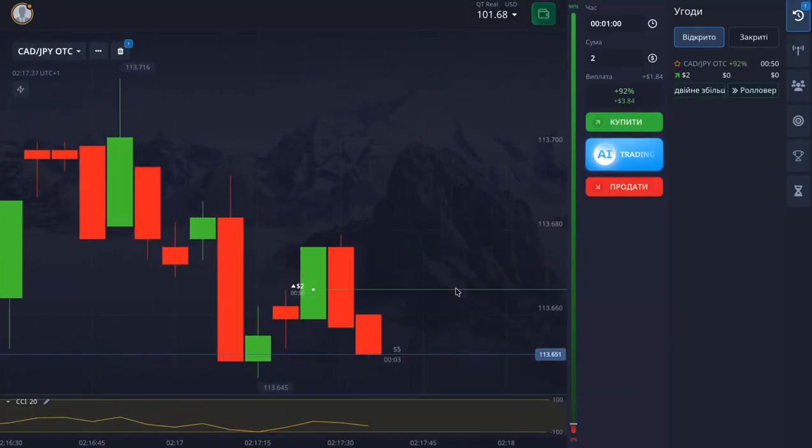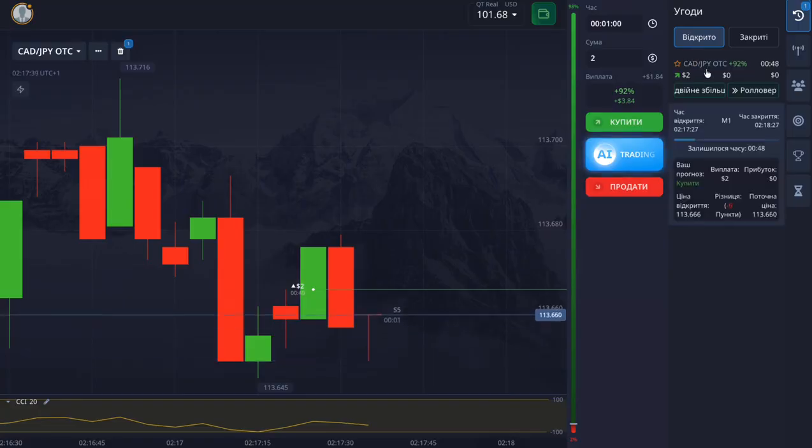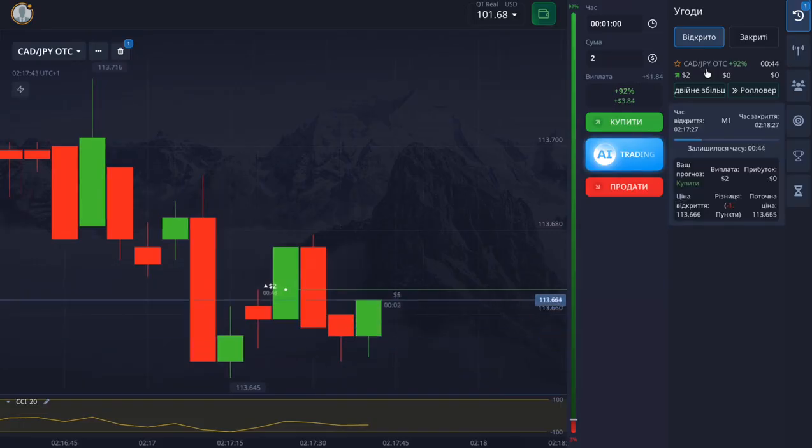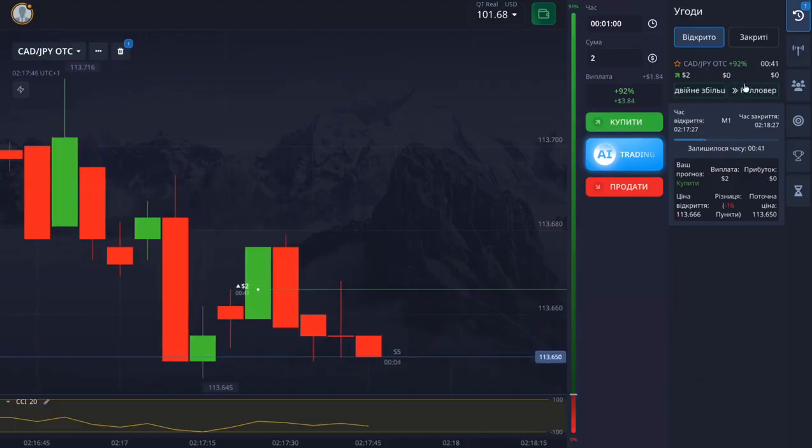I also entered for a minute, also $2, and we wait. We have 47 seconds to go, down 14 points. If it's a loss, no big deal. I'll just take the second step and continue trading.